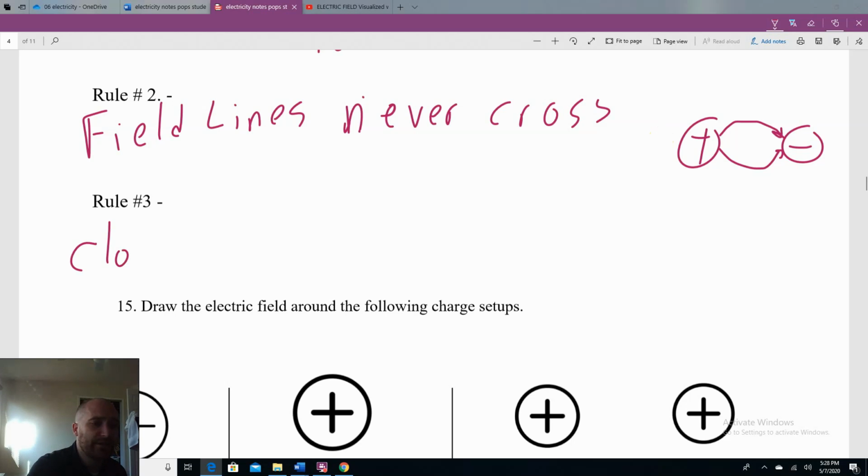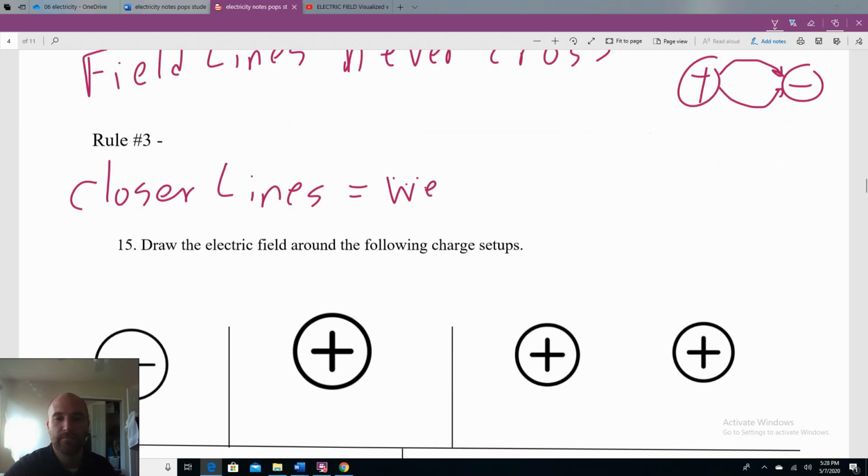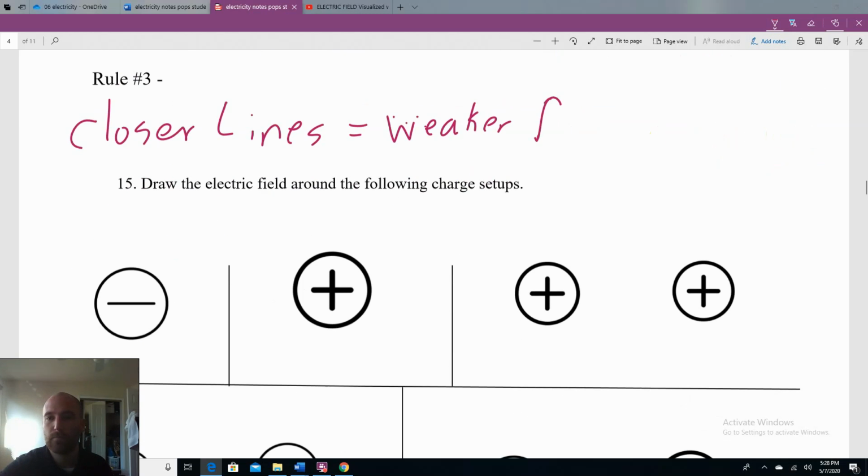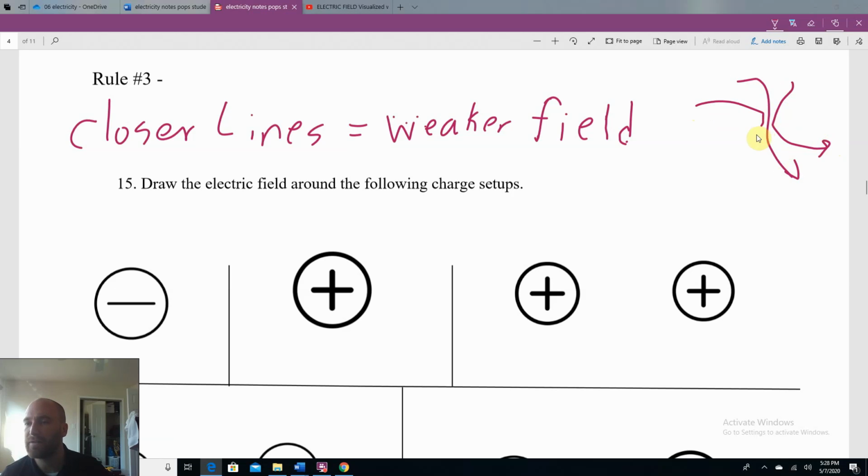Lastly, it's worth mentioning, but probably the least important, the closer the lines are, the weaker the field is. The closer the lines are, the weaker this field is. So let's say we've got some sort of unusually shaped electric field. Let's say it goes like that, it goes like that, and then it goes, I don't know, let's give it something like this. Okay, this would be a weird electric field, but, you know, it could exist.